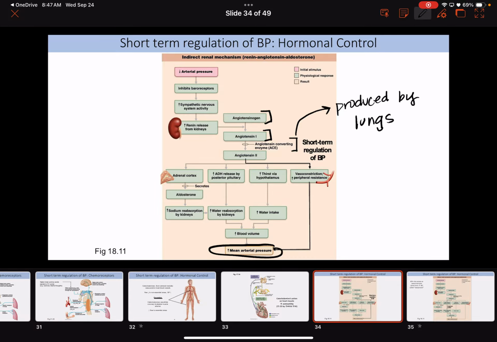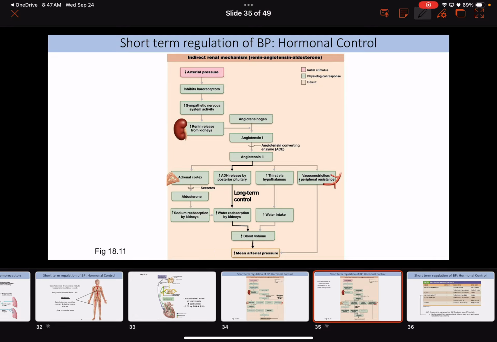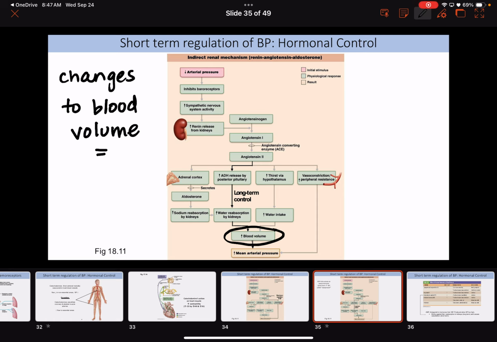And so then we have other pathways too. One thing to know is when we have vasoconstriction and vasodilation, that's just a short-term fix. That is a short-term regulation. Anytime we make changes to blood volume, that is going to be a long-term control. It takes longer to happen, but it persists for longer. So how we do that, there's actually a few different pathways to do that, but we'll talk about ADH first.